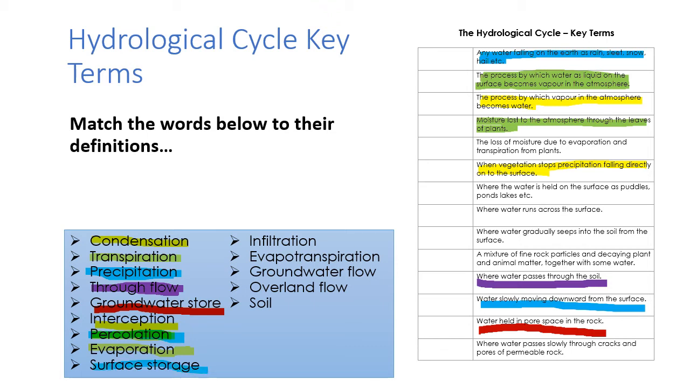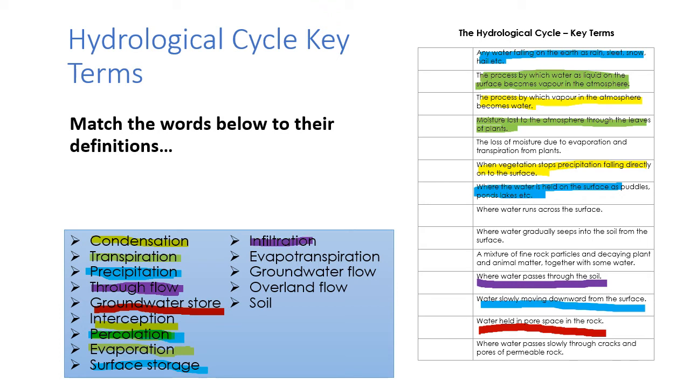Right, then we're on to surface storage. And again, storage basically means it's a place where water's hanging around and it's on the surface. So what we're talking about here are things like puddles, ponds, lakes. So again, it's going to be that one. Infiltration is a bit like percolation, but this time it's the water going into the soil. So it's in a puddle and it's slowly seeping into the soil.